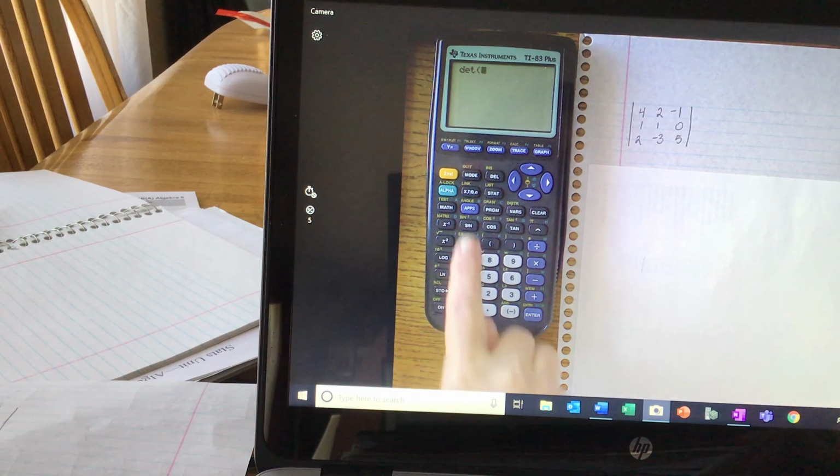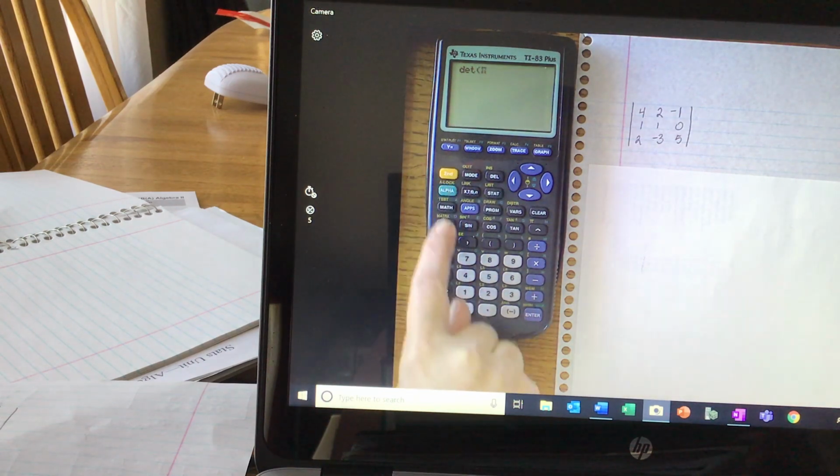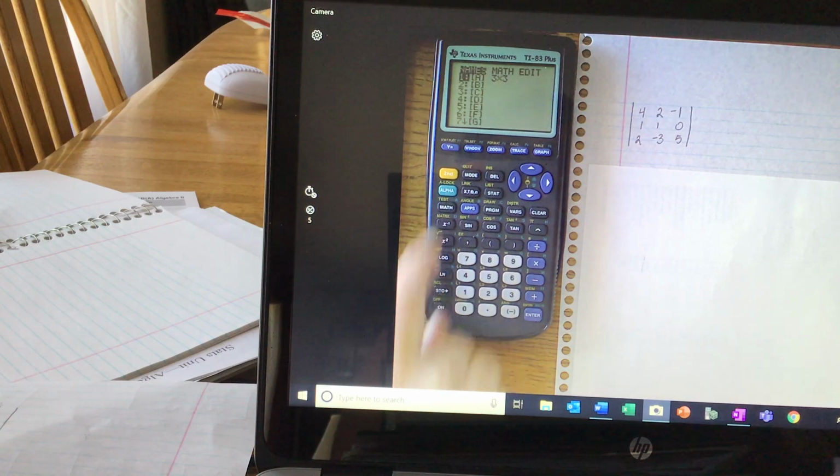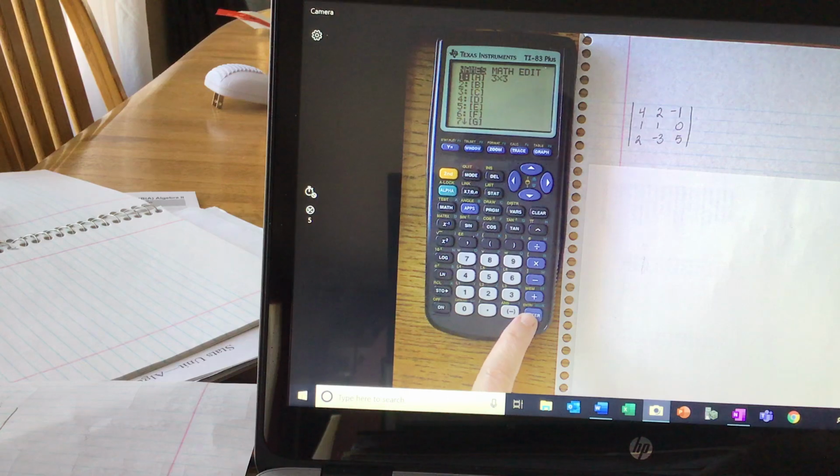So we're going to go back into matrix. So second, x to the negative 1. And A is highlighted, so we'll just hit enter. And there we have it. So if we hit enter, we got 15, which is what we got when we did it by hand. It's just a way to double check using your calculator.